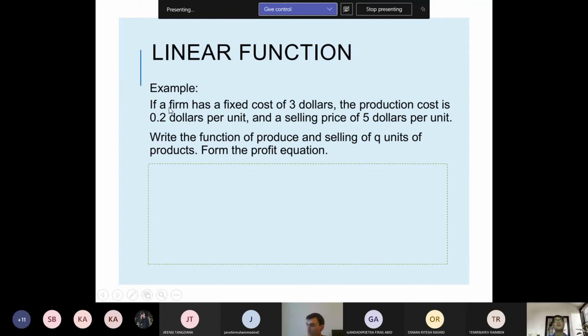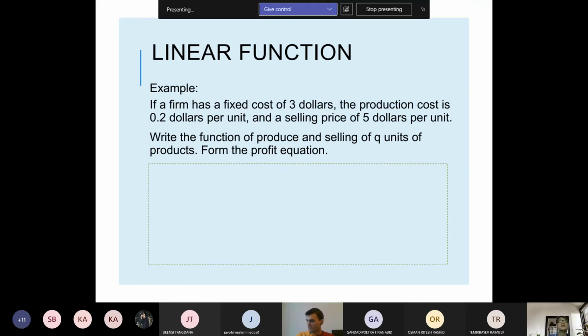So there is a firm. It has a fixed cost of $3. The production cost is $0.2 per unit, and the selling price is $5 per unit. We are supposed to write the cost function and form the profit function as well.